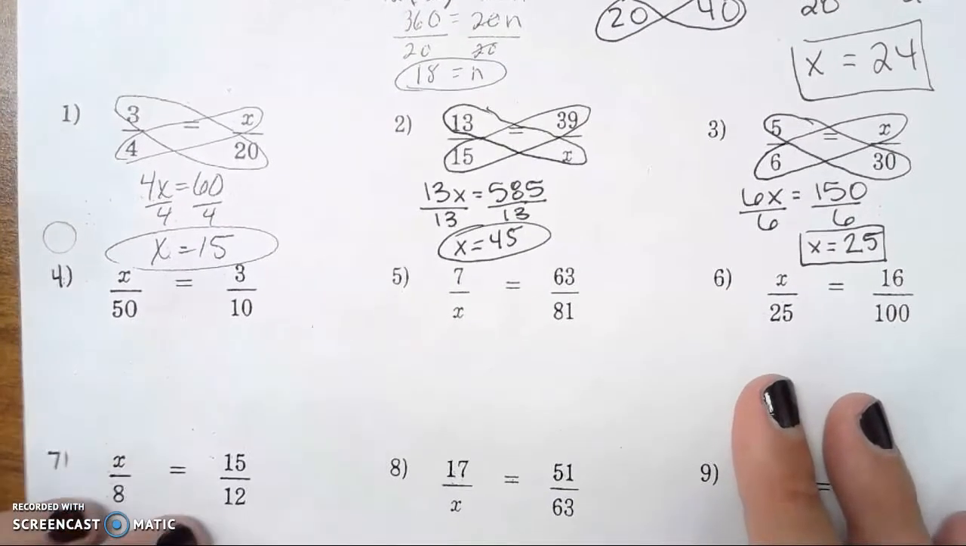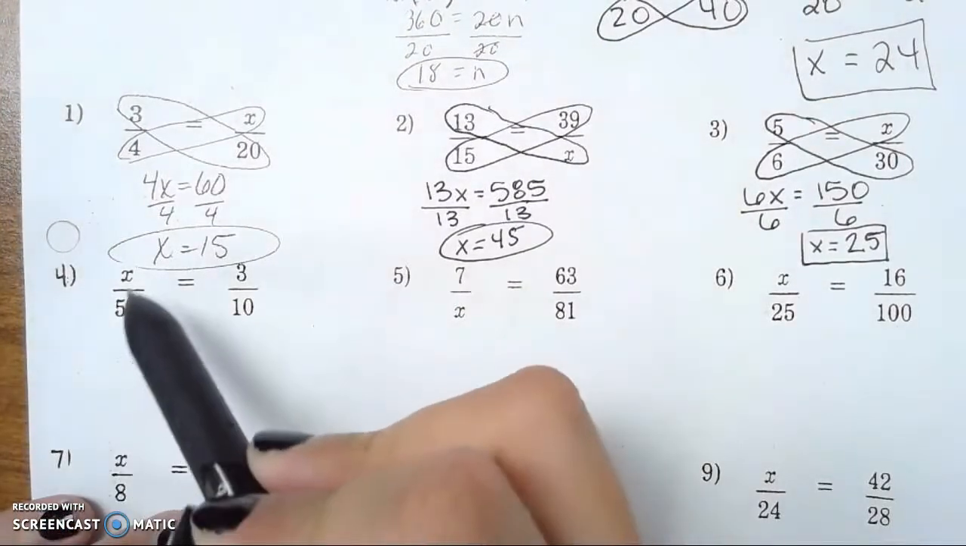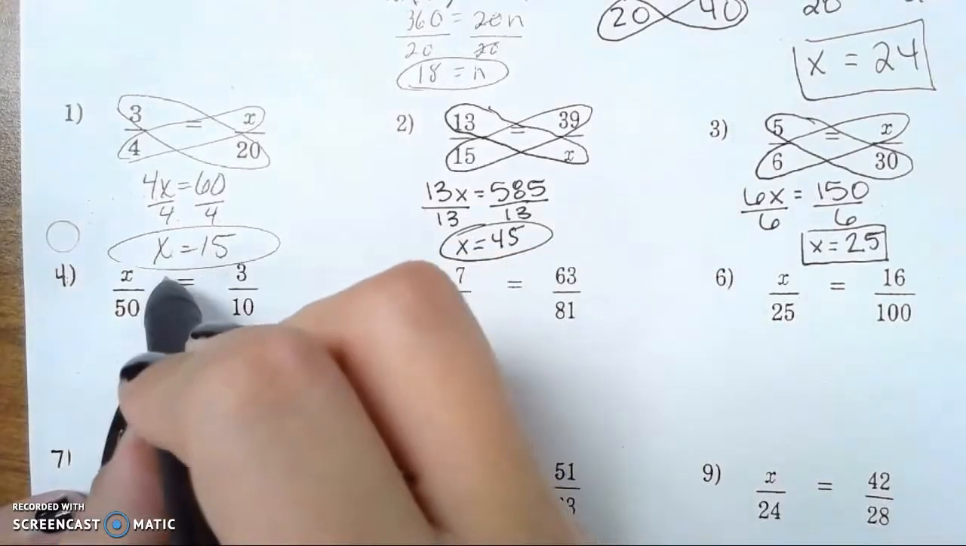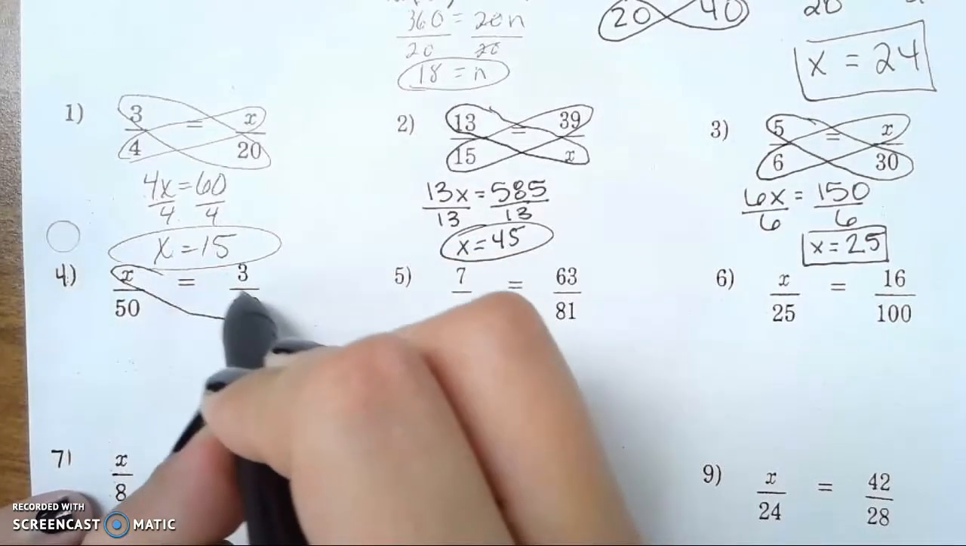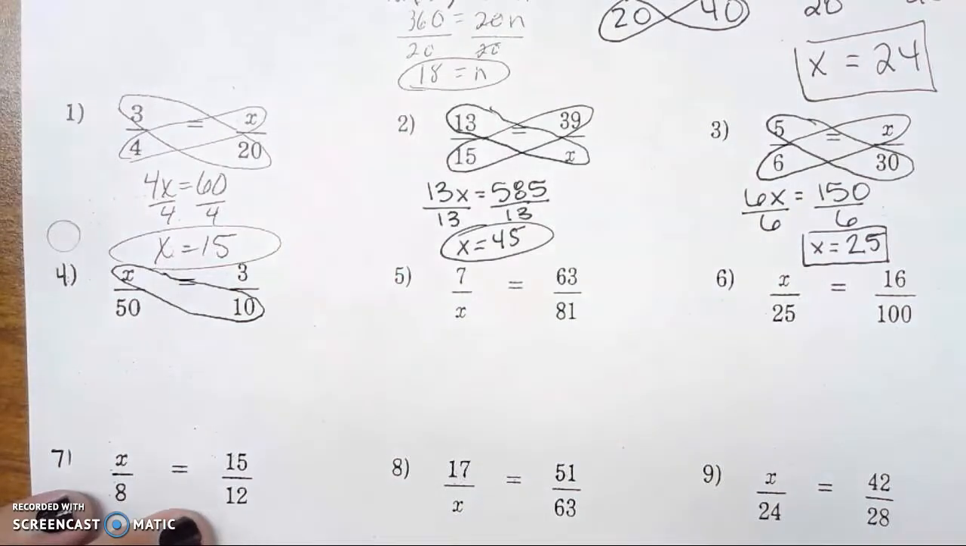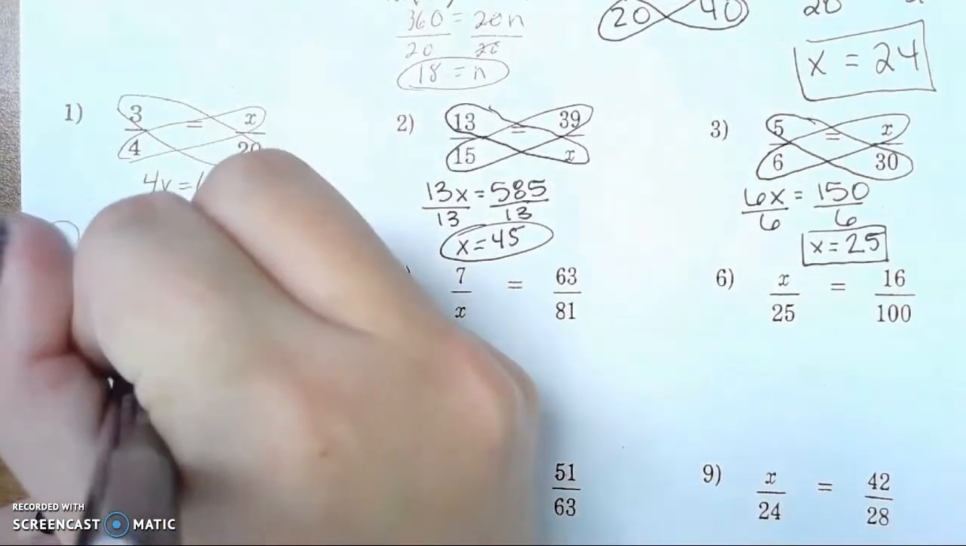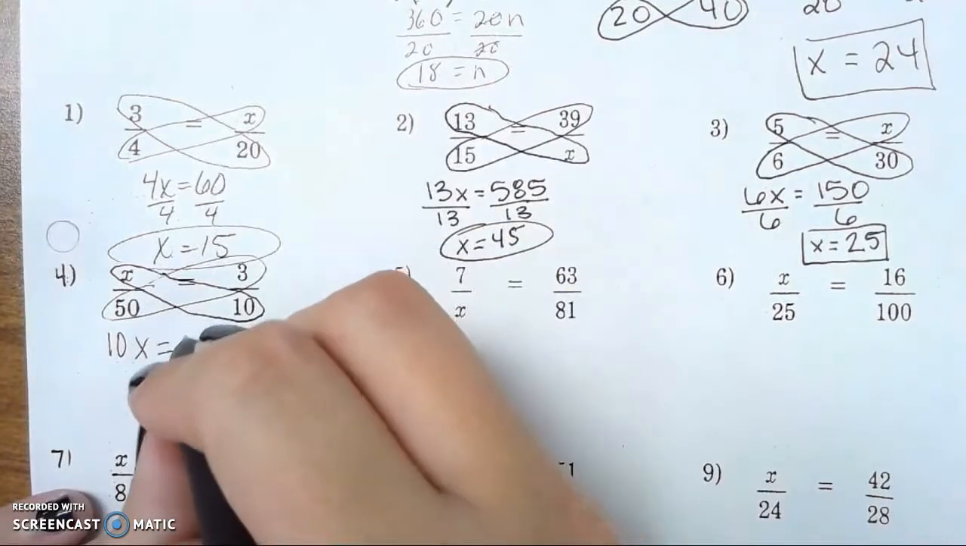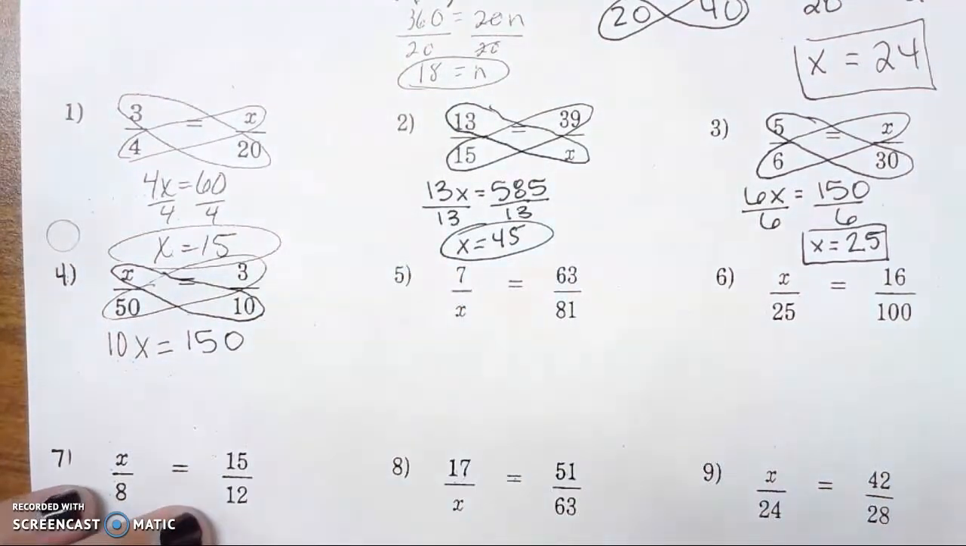All right, number 4. So same thing. If we're trying to solve for x, I want you guys to practice the cross products here. So that means that you are going to multiply your diagonals together. So when I take 10 times x, that gives me 10x. And when we take 50 times 3, that would give me 150.